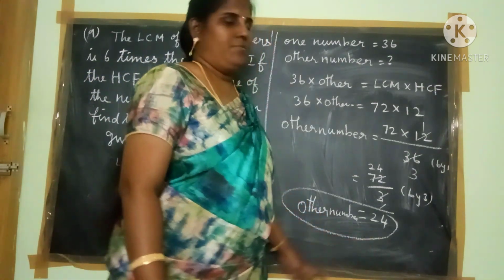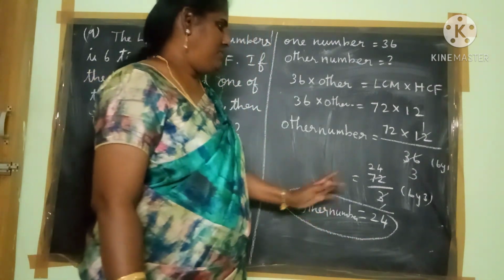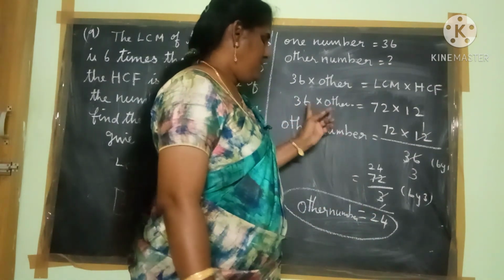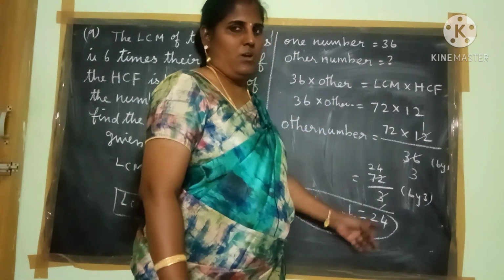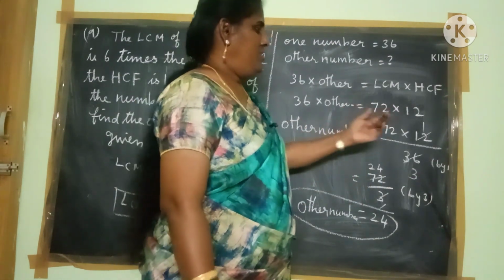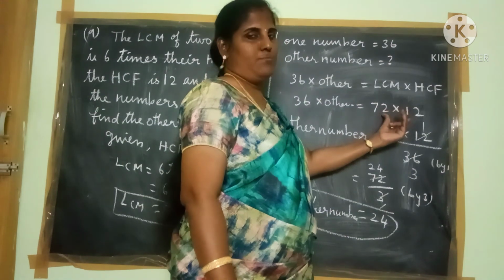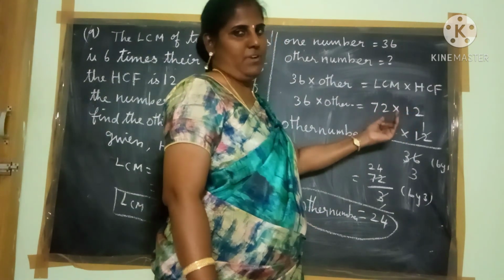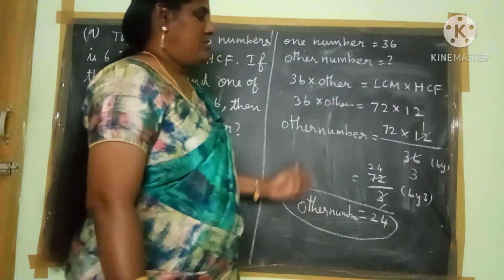The other number is 24. If you want to check your answer, just multiply these two numbers, 36 and 24. Whatever answer you get, that number is equal to the product of these numbers. So 72 into 12 will also come to the same answer. Okay, so that is the answer.